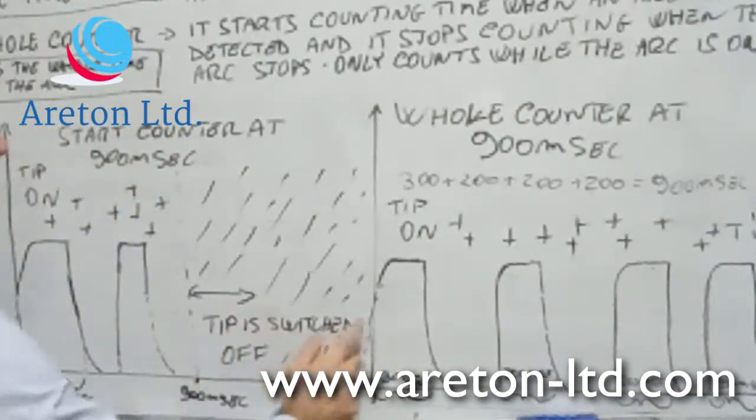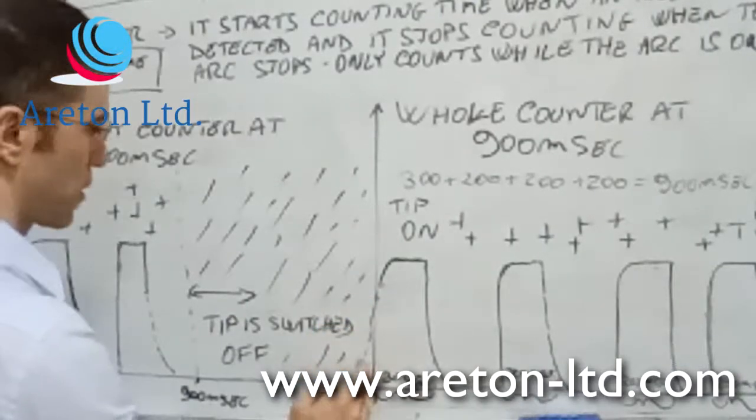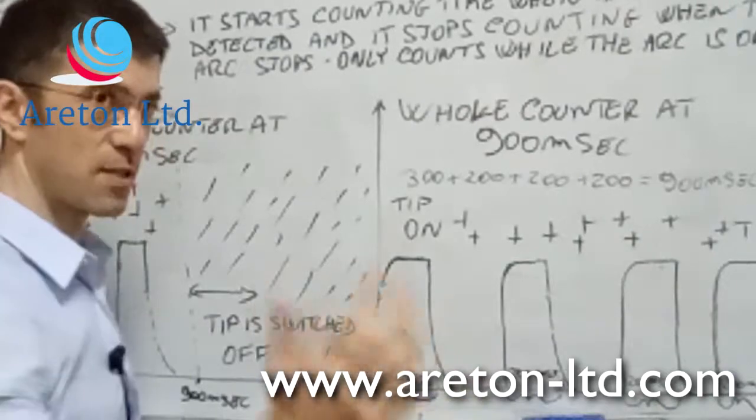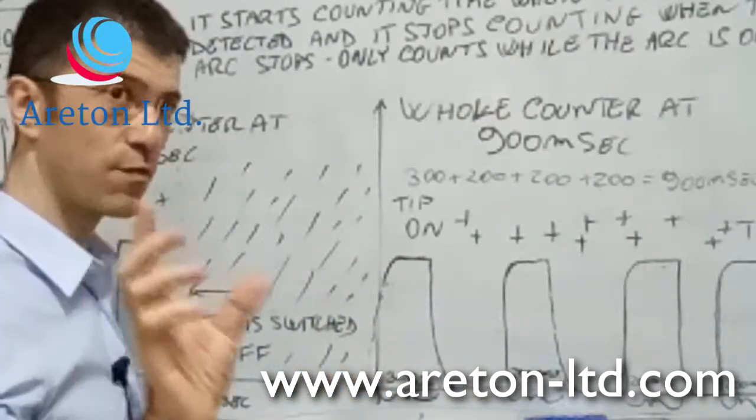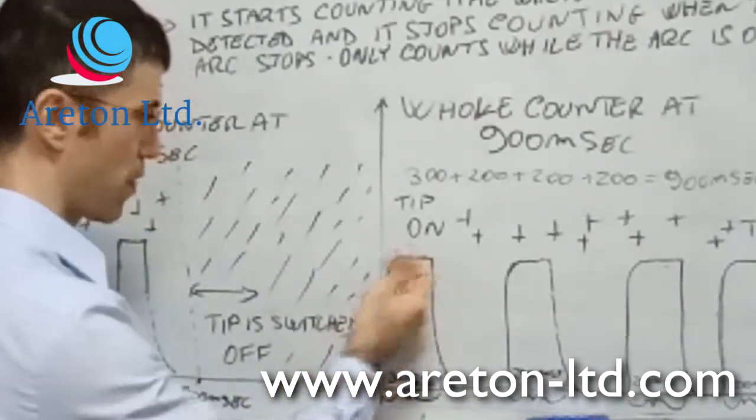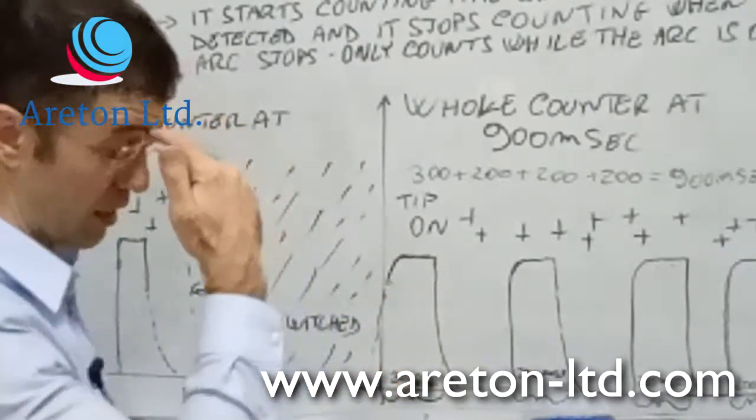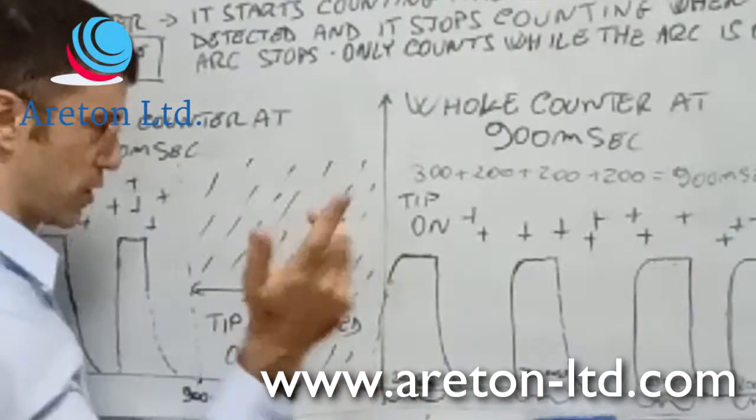Like here, it starts counting maybe around about this point or that point. This is just a very exaggerated representation to remind you that there's something called transition period when we switch on and off the arc. So you can review that section.